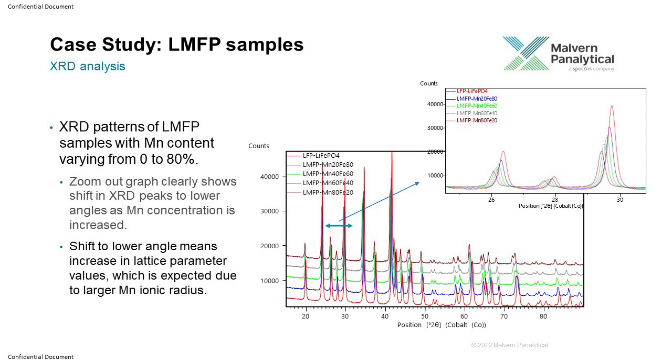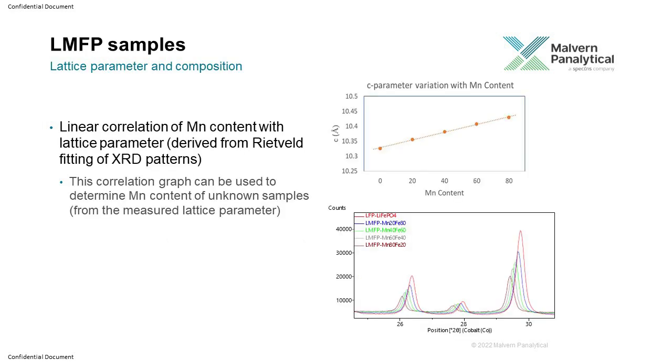That is a well-known phenomenon, because manganese has a higher ionic radius, and that is why the lattice expands. So you can measure how the lattice parameter is changing with the manganese content, and then you can use this information to qualify any unknown material. Say you get an unknown material where the manganese content is not known. You just measure the lattice parameter using XRD, and then using this calibration curve, you can find out what the manganese content is.